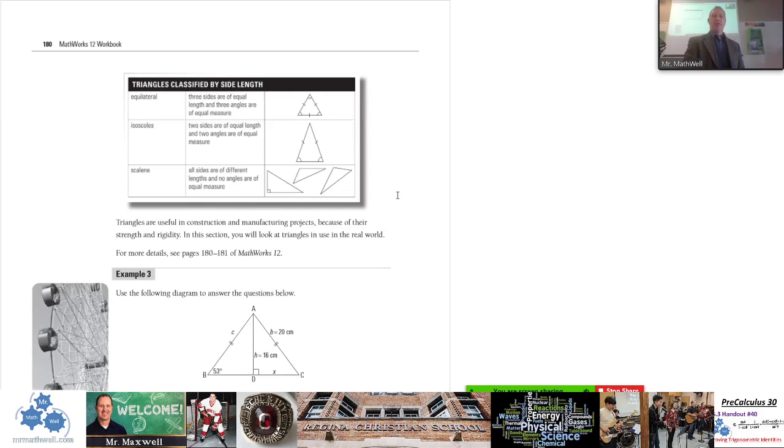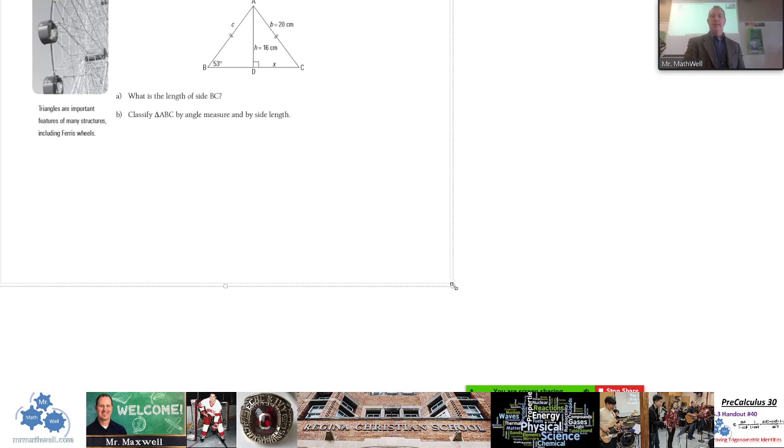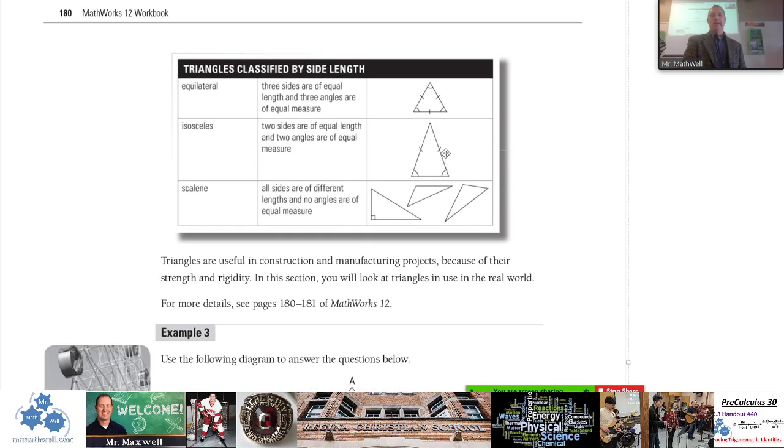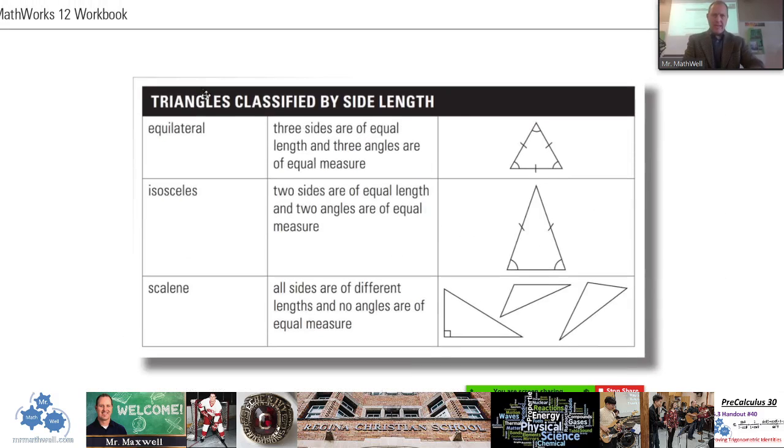Okay, how do we classify triangles by their side length? Well, here's this little chart on page 180 of your workbook. The first type of triangle, if all the sides are equal, doesn't matter what the length is, if they're all the same, that is an equilateral. Now, if we take this word apart, you see equal in there, right? The first part is equal. Lateral would be like the sides. Side, lateral, the sides. So they're equal sides. Think of it that way. Really, really easy. Equilateral. Three sides are the same.